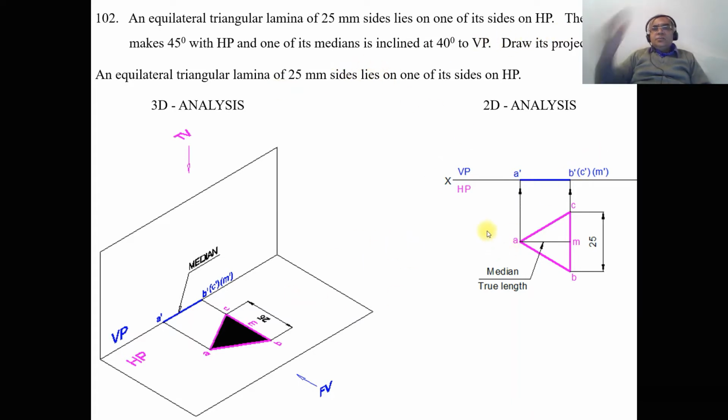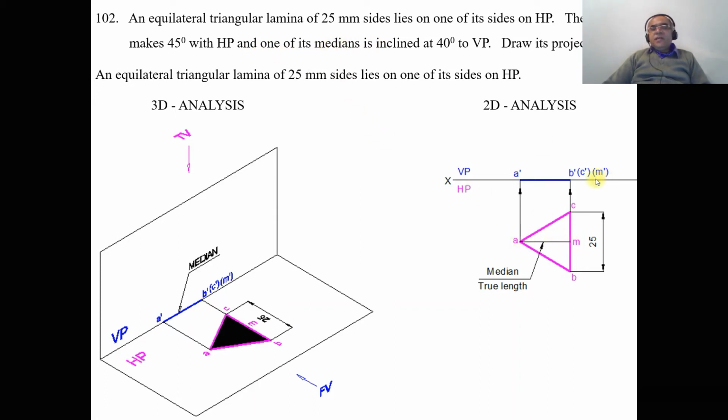And here in the 2D analysis, we have a triangle on the horizontal plane. When you look from the top view, you are going to get an equilateral triangle, so we have to draw the equilateral triangle here. And since one of the medians is passing through the corner, obviously this should be the median which should be considered. I will tell you why.